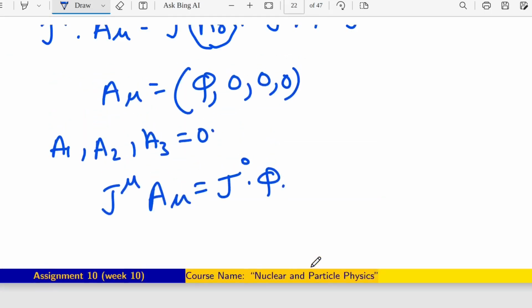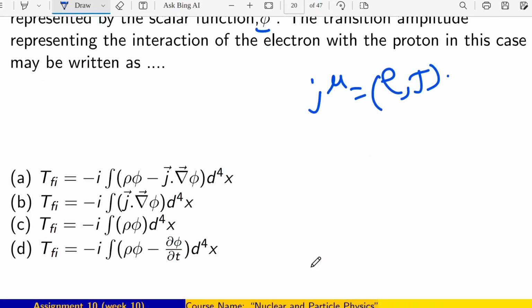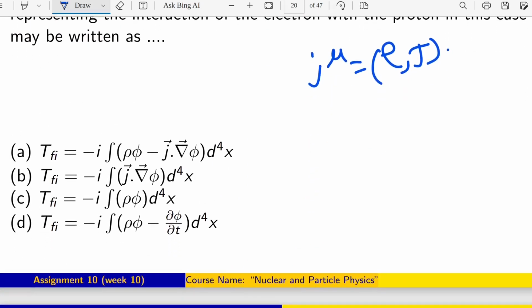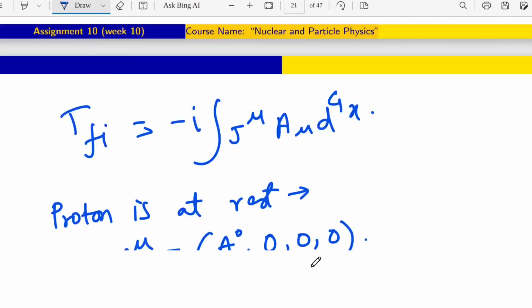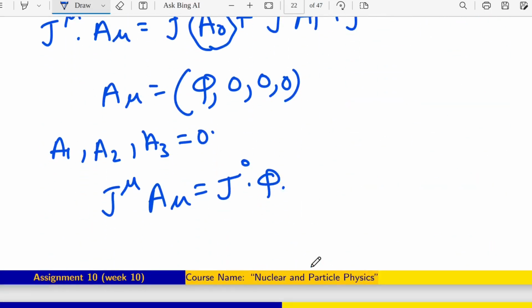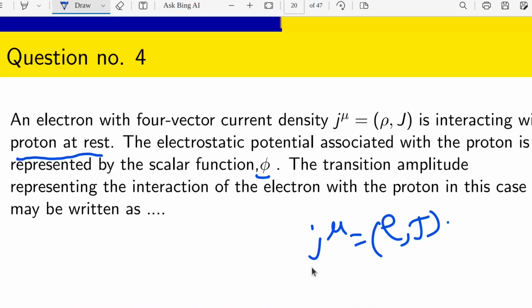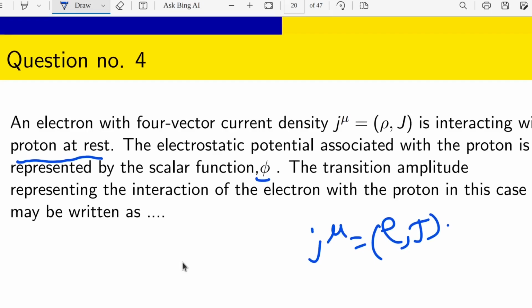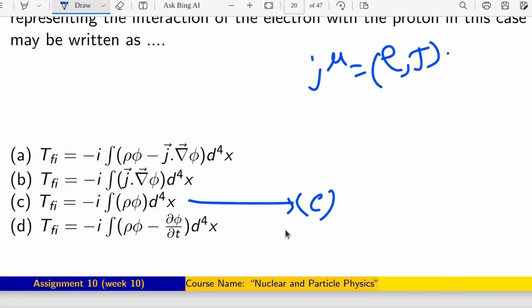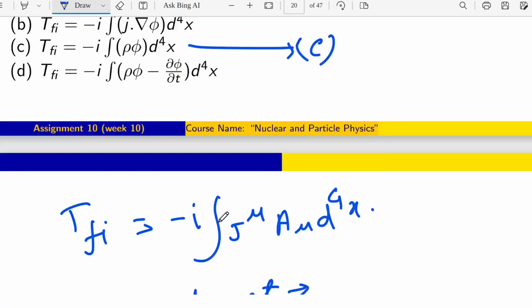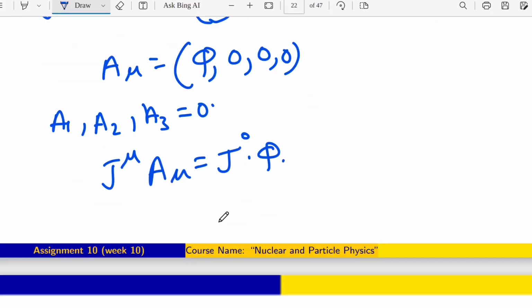Now we have to see which option will be the correct one. You can see here the correct one will be, yes, this one, C. T f i equals to minus i integration rho phi d4x. So very simple, we just need to write the expression for the transition amplitude, the probability amplitude, representing the interaction of the electron with the proton in this case. And that will be rho into phi d4x. Okay.